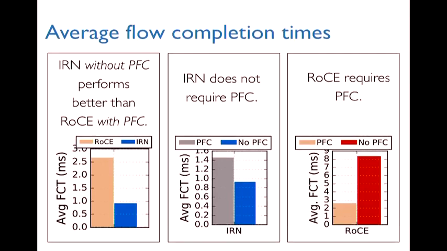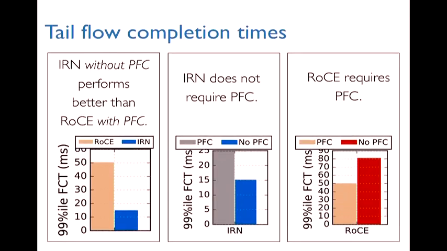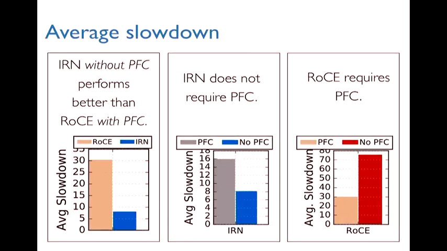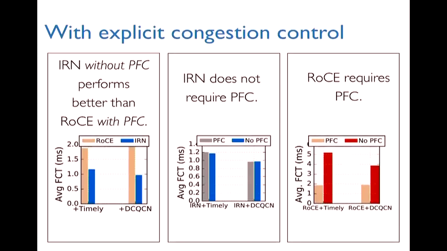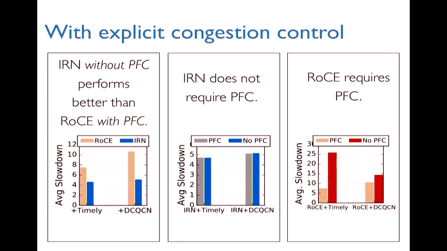So here we have average flow completion time. They also hold for tail flow completion times that are dominated by the larger flows in our workload, as well as average slowdown, which is dominated by the shorter flows in the workload. So slowdown here is the completion time of the flow divided by the time it would have taken to complete on an uncongested network. We also tested that our key trends hold even when RoCE or IRN is used in conjunction with other explicit congestion control mechanisms that were designed to mitigate some of the PFC issues, for example, Timely and DCQCN. And again, our results hold for average flow completion time, tail flow completion time, and average slowdown.